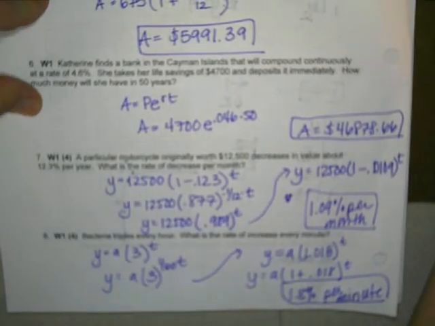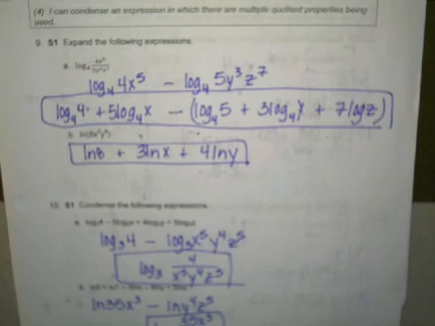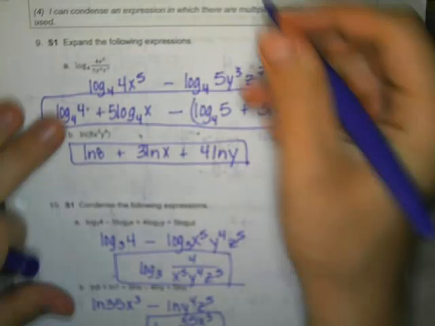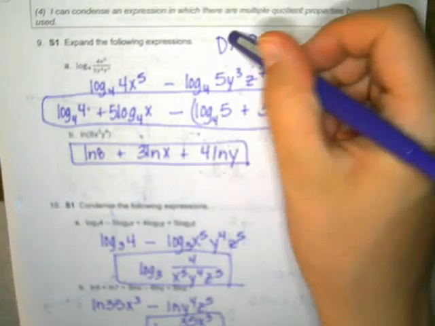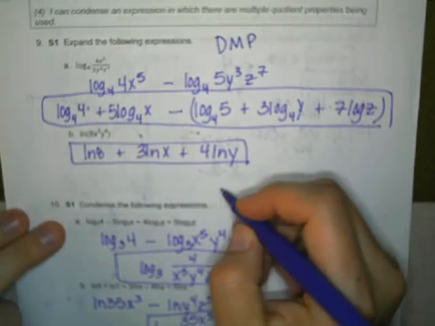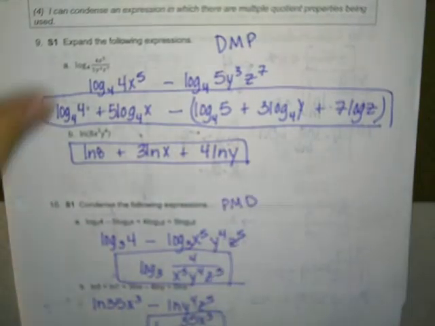Okay. Number 9. Expanding expressions. Remember to use the 3 letters D, M, P. Do division first, then multiplication, then powers, and then down here, P, M, D, switch the process.